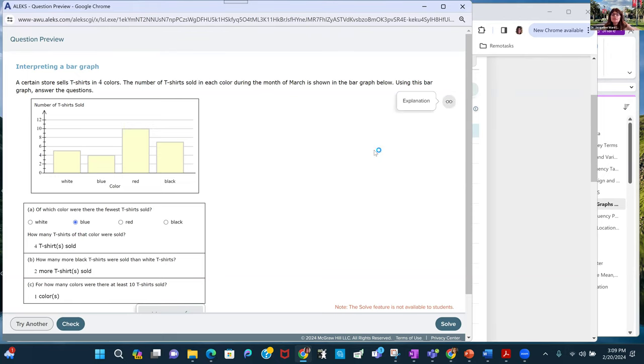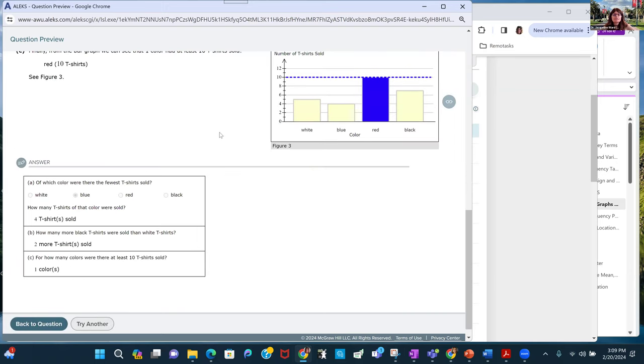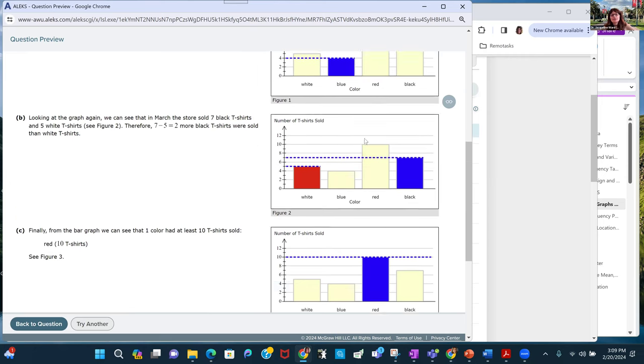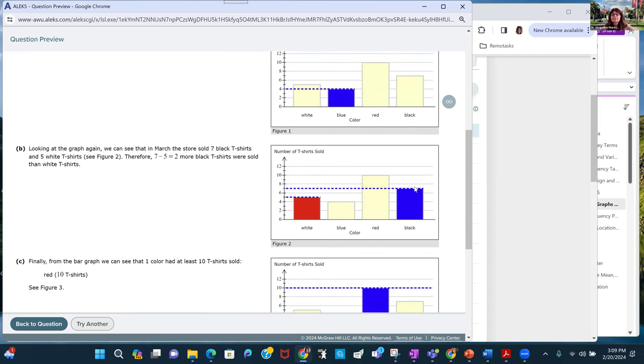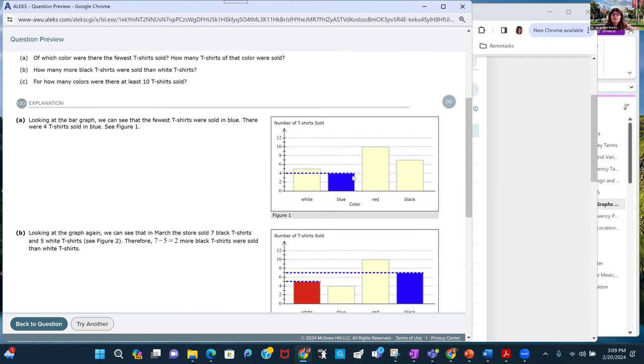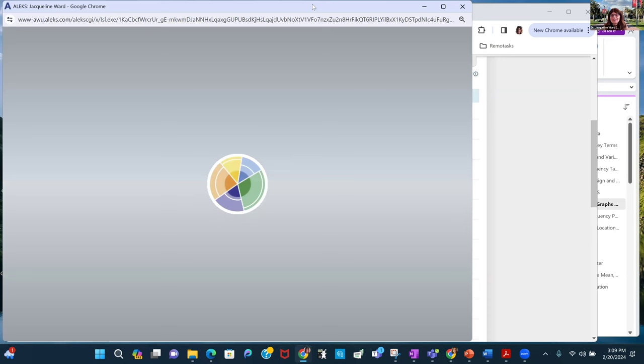So these are just reading and understanding these bar graphs. Let me just see. So Alex really goes into some detail for each question, right? Which is nice. How to read across the heights. Okay. Interpreting a double bar graph. So we start out pretty basic, right?